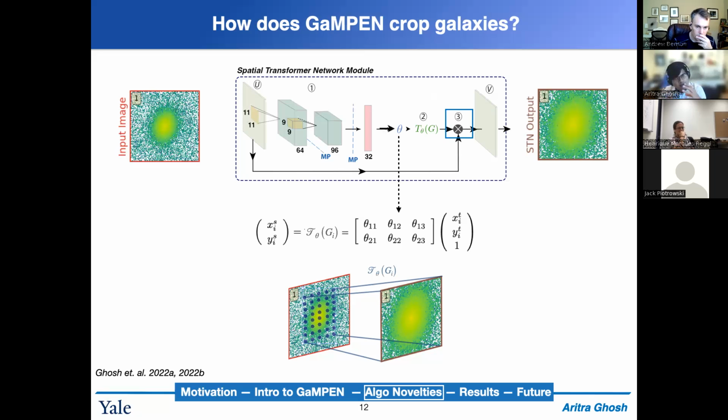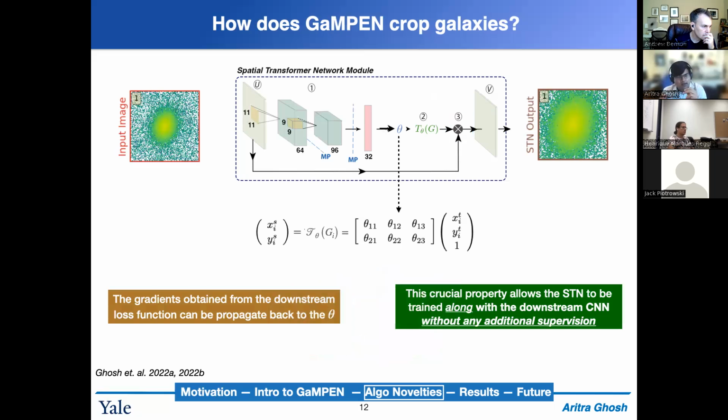And the network learns to make these predictions about these 6 parameters as it gets trained during the training process. But how do we train this thing? The best part about using this STN as we have used it in the framework is that we use a differentiable transform. And what happens is that we just need one loss function.